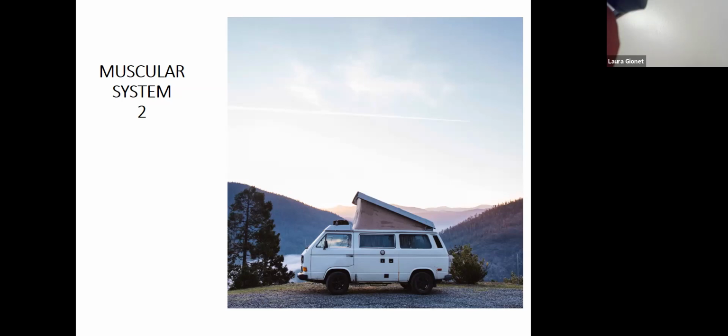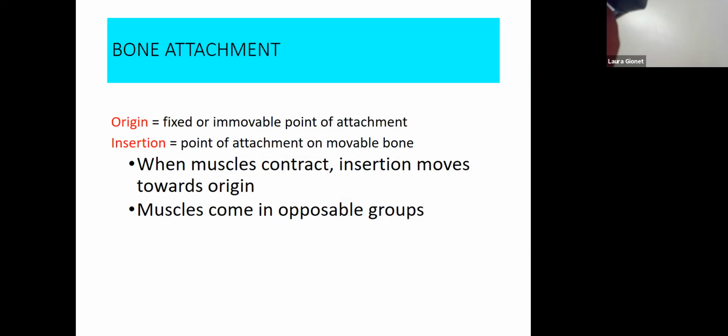Okay, so muscular system 2, bone attachments. We have our origins and our insertions. An origin is generally the fixed or immovable point of attachment, as immovable as it can be, often with stabilization by other muscles. And the insertion is the point of attachment on the movable bone. So when muscles contract, the insertion moves toward the origin.